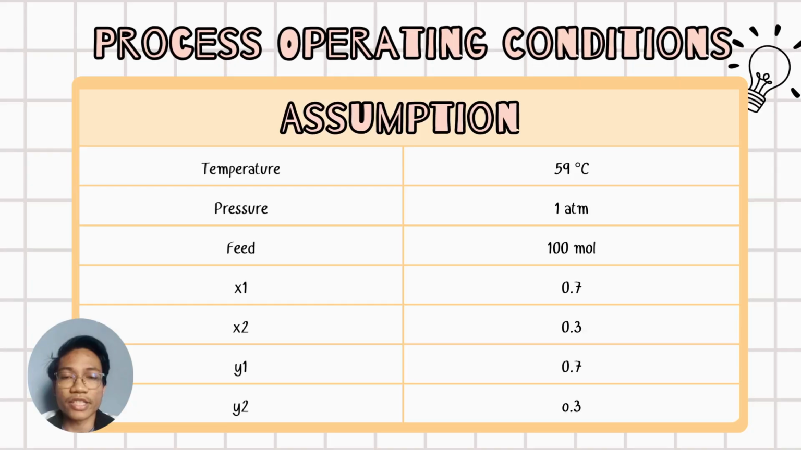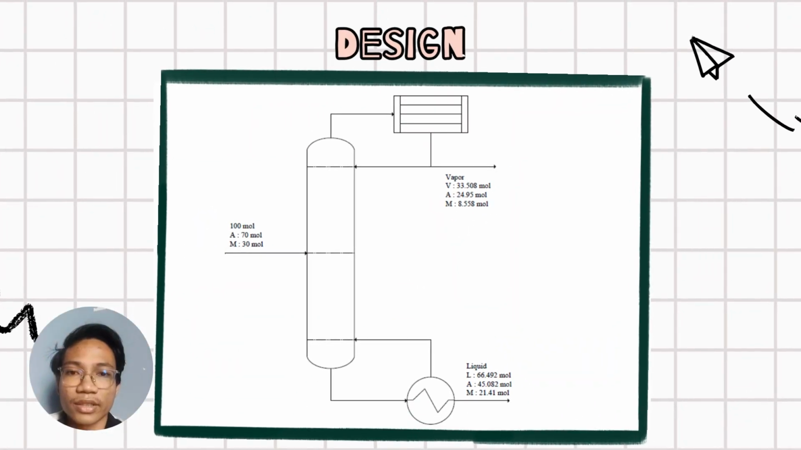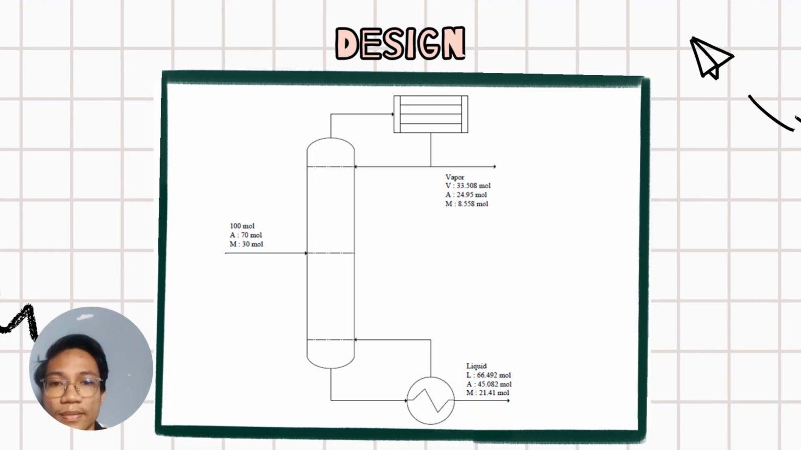We start with the operating conditions. Here are the assumptions. The temperature is 59 Celsius, the pressure is 1 atmosphere, the feed is 100 mole, X1 is 0.7, X2 is 0.3, Y1 is 0.7, and Y2 is 0.3. And here is the design of our project. 100 moles of the feed is going through, with acetone being 70 moles and methanol being 30 moles. We have to find the amount of separation between both of them, with one going to the vapor phase and the other going to the liquid phase.